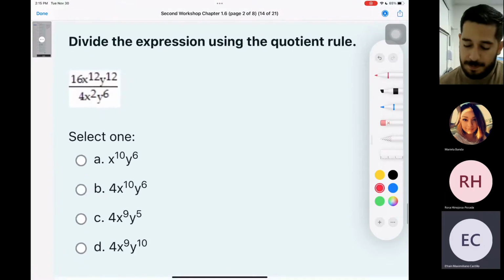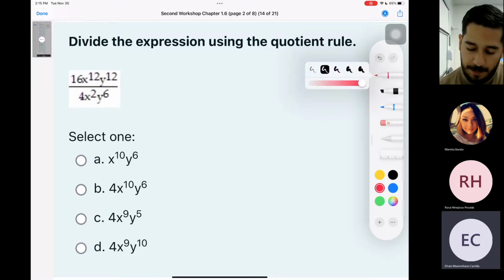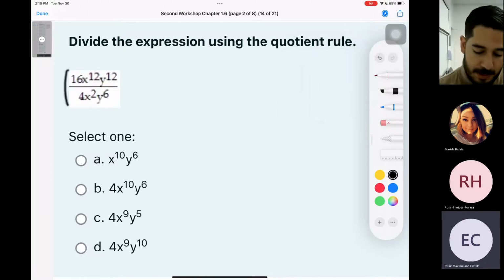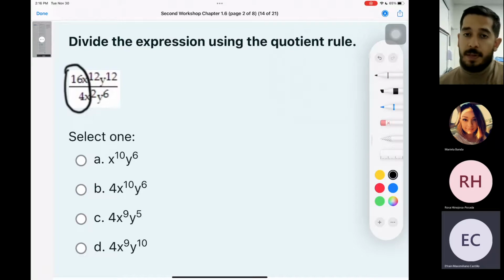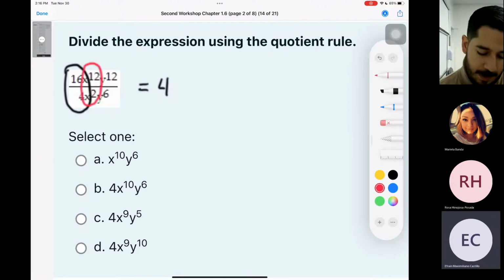Keeping up with the expressions. 16x to the power of 12, y to the power of 12 divided by 4x squared, y to the power of 6. Again, normal numbers are just going to divide normally. The 16 divided by 4, that's a normal division. So 16 divided by 4 is 4. I'm not subtracting because it's a normal division. It is when I have variables that have exponents that I'm going to do that subtraction of exponents. So top minus bottom, 12 minus 2.